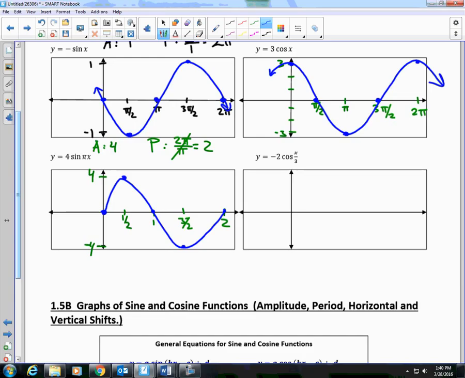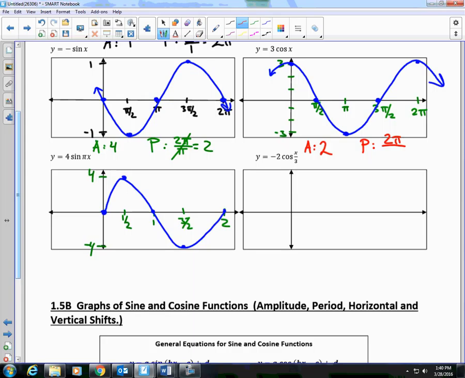I'm tricky with the next one. What's the amplitude here? 2. How do I find the period? I take 2 pi. I divide it by, what's the number in front of x?